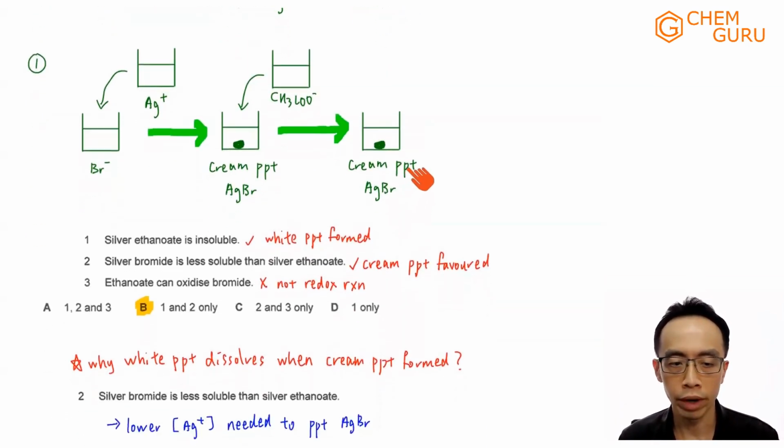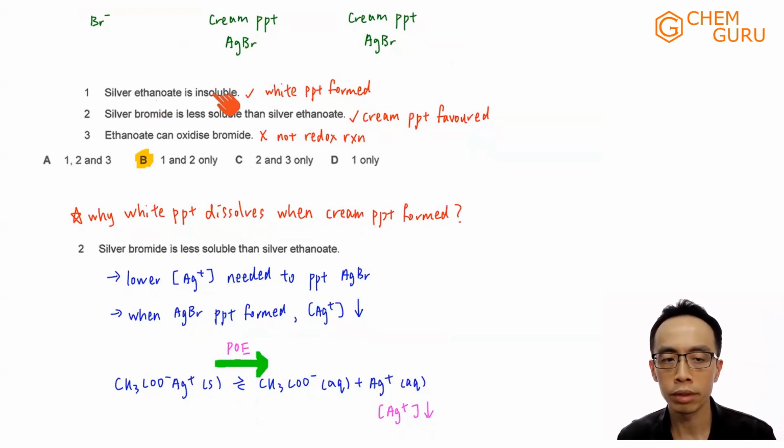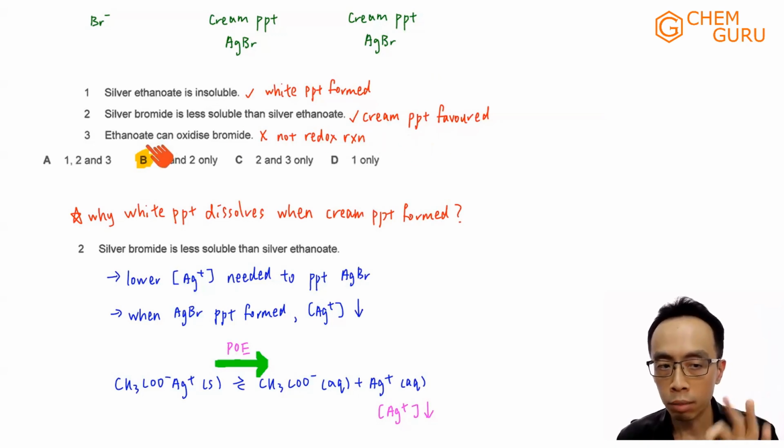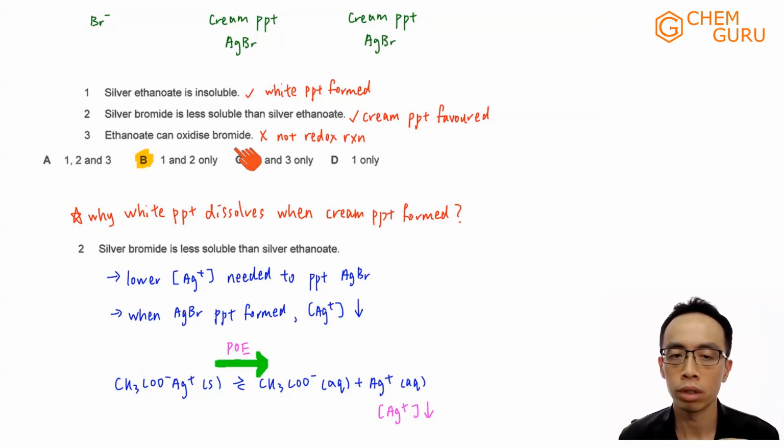So which of these statements is correct? Statement number 1, silver ethanoate is insoluble. The statement is true because when you add Ag+ and ethanoate together, we get a PPT. So statement number 1 is valid. I get this white precipitate form. Statement 2, silver bromide less soluble than silver ethanoate. Now this is also true because the system actually favors the formation of the cream PPT as compared to the white PPT. So this would suggest that solubility involving silver bromide is lower. So therefore, it is easier for me to form the cream PPT as compared to forming the white precipitate of silver ethanoate. Then number 3, ethanoate can oxidize bromide. Totally not relevant because this is not a redox reaction. This is just a precipitation process.